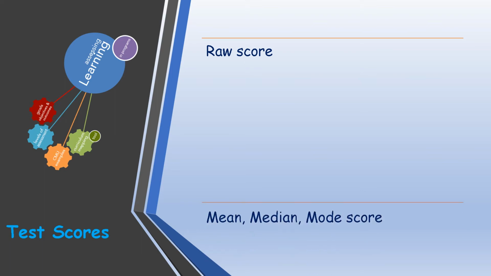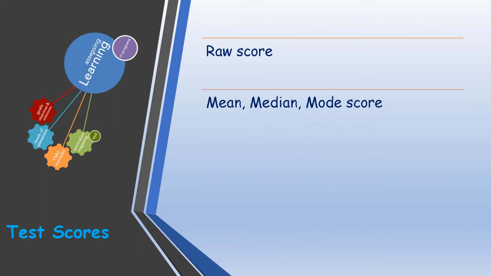Although formal assessment always has quantifiable test scores, some, if not all, of the test scores may be applicable to the other types of assessment too. The first one is the raw score or the number of correct responses obtained by the student. The next one, mean, median, mode score. Mean is the average of raw or other scores. Median is the middle or the point that divides a set of scores into two equal parts. And mode is the score that occurs most frequently, hence the score obtained by more students than any other score.